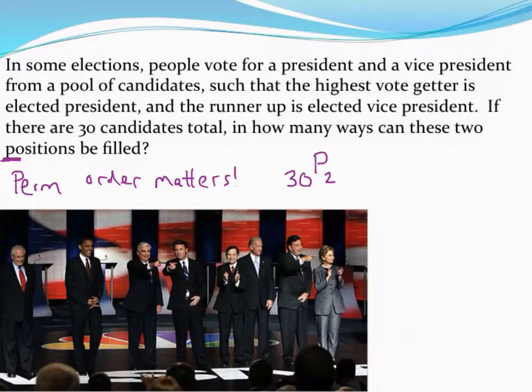So the different ways I can do this using a calculator, remember, look for that NPR button. If you need help finding it, let me know. Or you can do it by hand, but no one really likes to do it that way. So using my calculator tells me that there are 870 different ways I can elect a president and vice president in this situation.